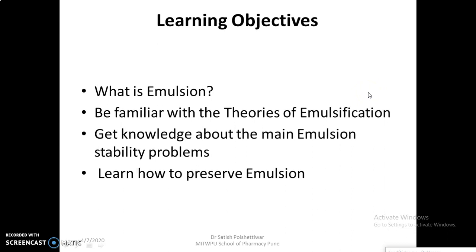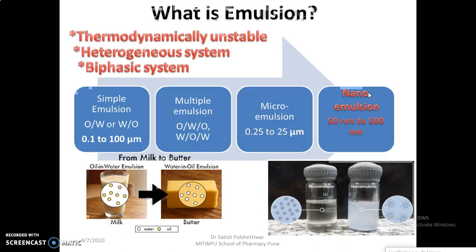Our learning objectives: first, what is emulsion; then, become familiar with the theories of emulsion, since different theories are involved while making the emulsion; then, get knowledge about the main emulsion stability problems; and then, learn how to preserve the emulsion. These are the things you are going to learn during this presentation. Let us begin with this topic.